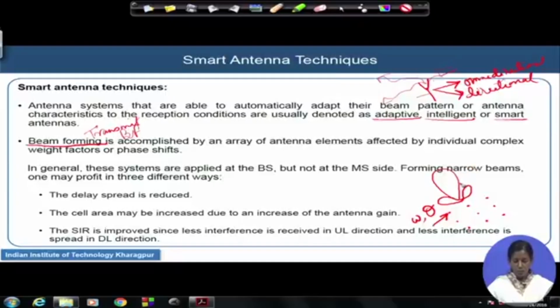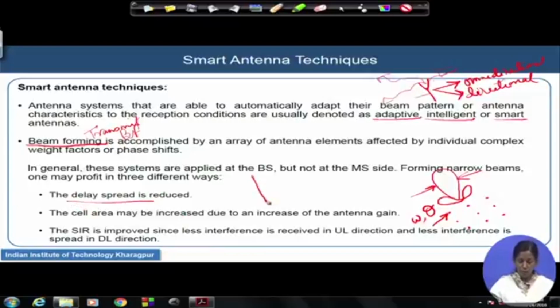Actually, as we understand, whenever we give some directivity to the beam, we are also narrowing down the width of the beam. If we come to very narrow beams, then we can get a lot of facilities from them. What are they? Let us see. The delay spread is reduced. What is this delay spread?